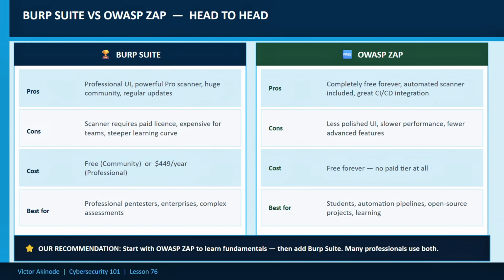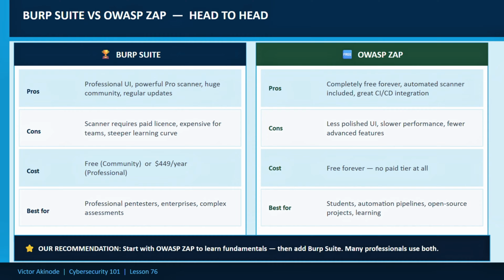Now to OWASP ZAP. This is completely free forever, and it has an automated scanner, which is included at no cost. It is open source, so you can modify it. It is also great for CI/CD integration, and it has an active community contributing features. Then the cons are less polished user interface, slower performance on larger applications, and fewer advanced features compared to Burp Suite Pro. For the cost, it is free forever. There are no paid tiers. Also, it is best for students learning security, automation in development, open source projects, and anyone on a budget.